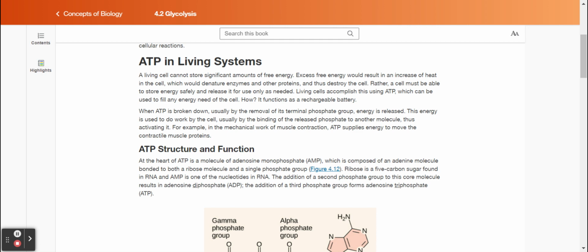How? It functions as a rechargeable battery. When ATP is broken down, usually by the removal of its terminal phosphate group, energy is released. This energy is used to do work by the cell, usually by the binding of the released phosphate to another molecule, thus activating it. For example, in the mechanical work of muscle contraction, ATP supplies energy to move the contractile muscle proteins.